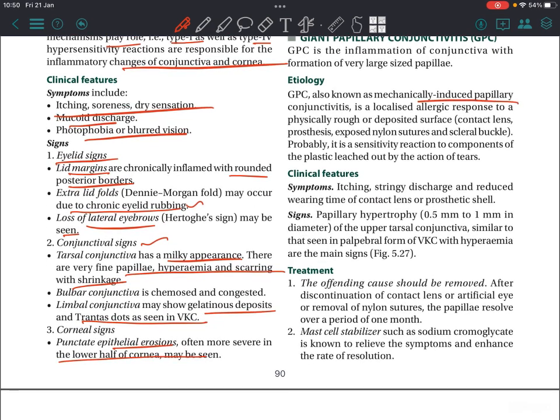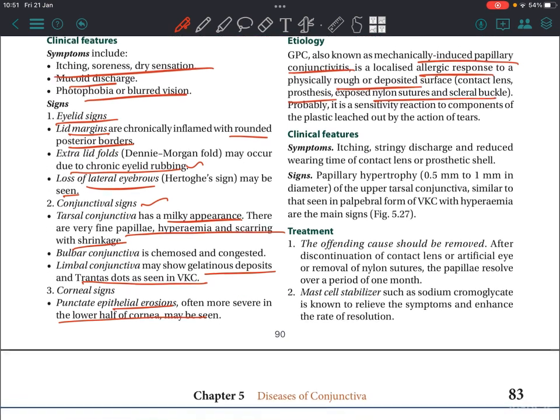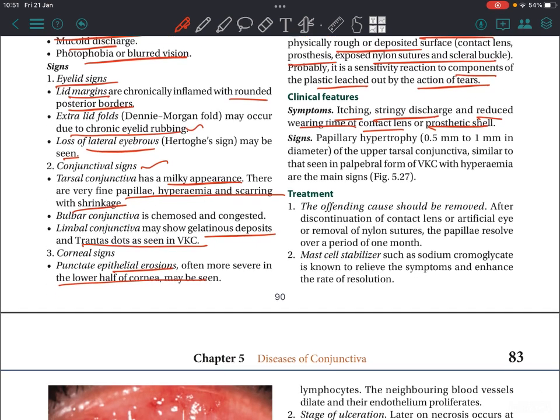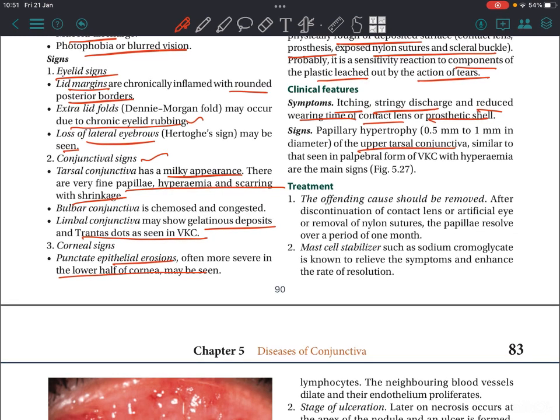Giant papillary conjunctivitis. It is a mechanically induced papillary conjunctivitis, a localized allergic response to a physically rough or deposited surface: contact lens, prosthesis, exposed nylon sutures, scleral buckle. Probably it is a sensitivity reaction to components of plastic leached out by the action of tears. Symptoms: itching, stringy discharge, reduced wearing time of contact lens or prosthetic shell. Papillary hypertrophy of the upper tarsal conjunctiva similar to that seen in palpebral form of VKC with hyperemia are the main signs.